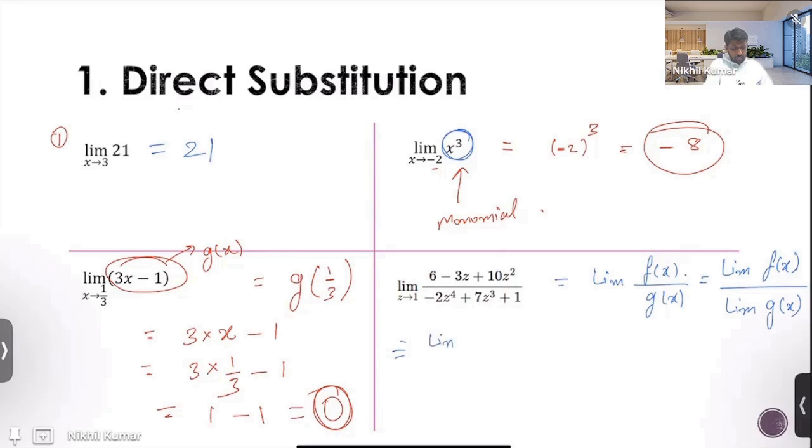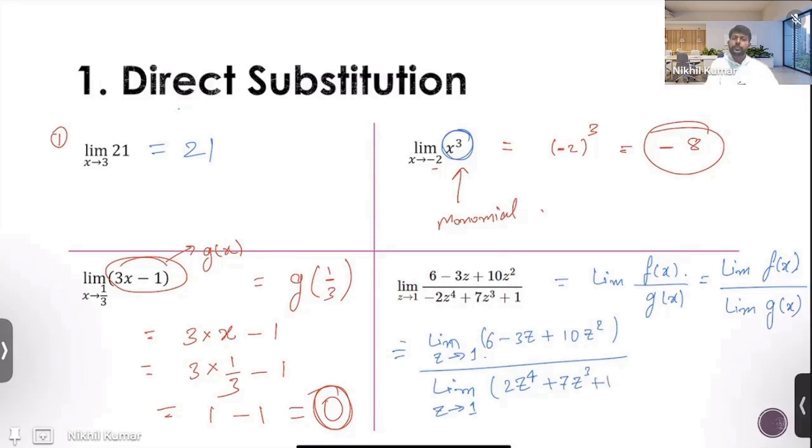we'll have limit 6 minus 3z plus 10z square, of course z tending to 1, upon limit z again tending to 1 on the other function. Okay, so 2z to the power 4 plus 7z to the power 3 plus 1. This is what we're going to have. All we need to do is substitute the value of 1 wherever you see z.